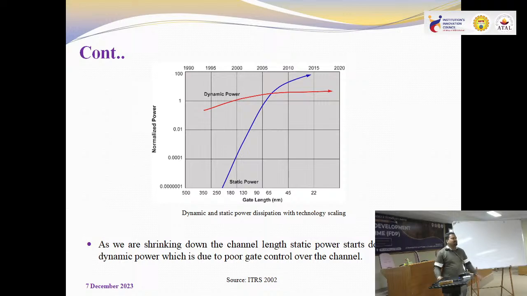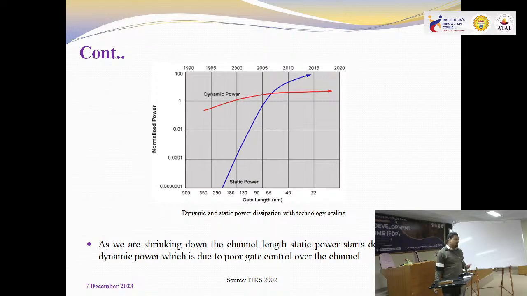So at present, if you see some mobile phones which we have in our pockets, they have a 3 nanometer processor or 5 nanometer processor. So we have gone up to 3 nanometer, 5 nanometer, 7 nanometer. So this trend is only up to 2020. That will gradually go further, and this trend will continue.